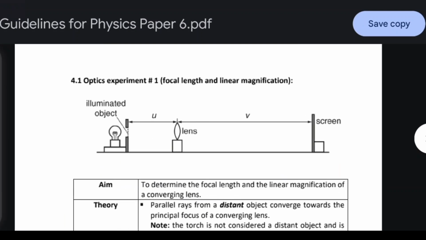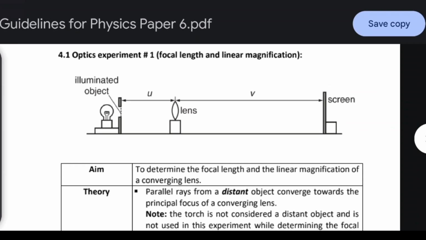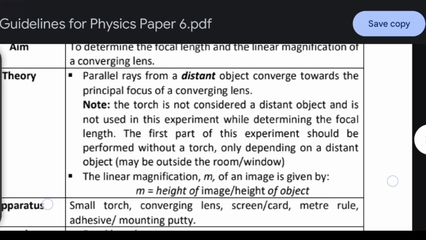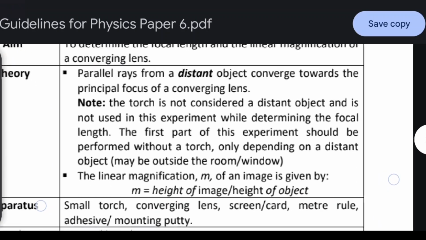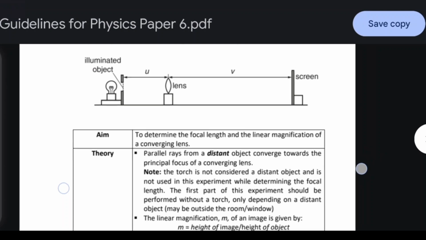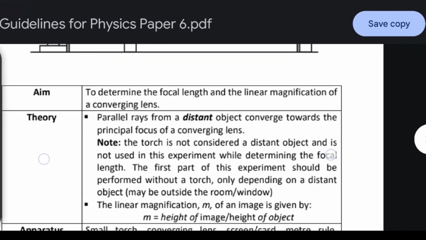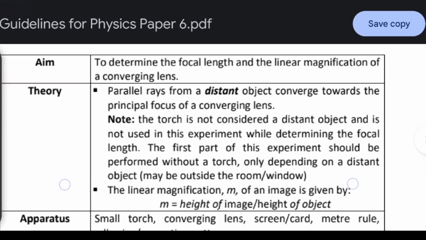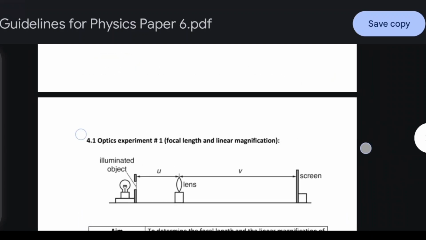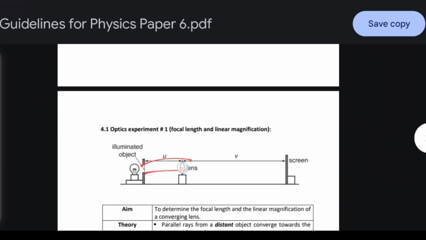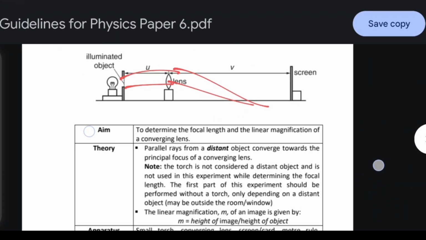Okay, so the aim is to determine the focal length and the linear magnification of a converging lens. All right. The parallel rays from a distant object converge towards a principal focus on a converging lens. The torch is not considered, okay, parallel rays from a distant object. They're parallel rays, they come to the lens and they converge at a point. Okay, that's what they're trying to say.